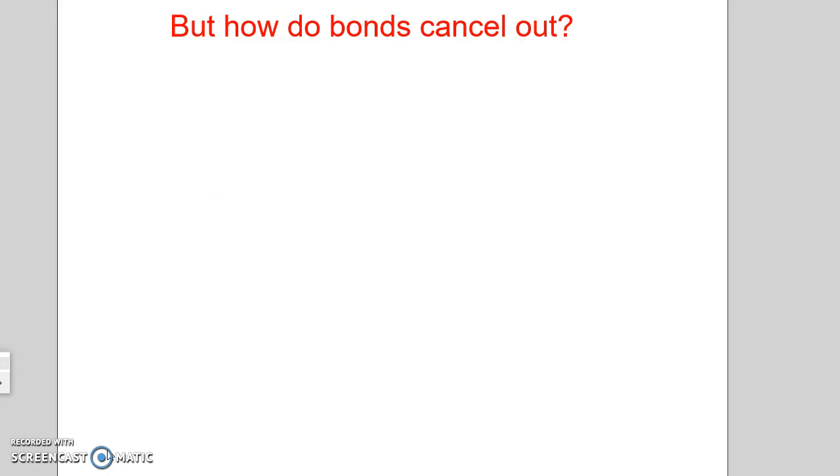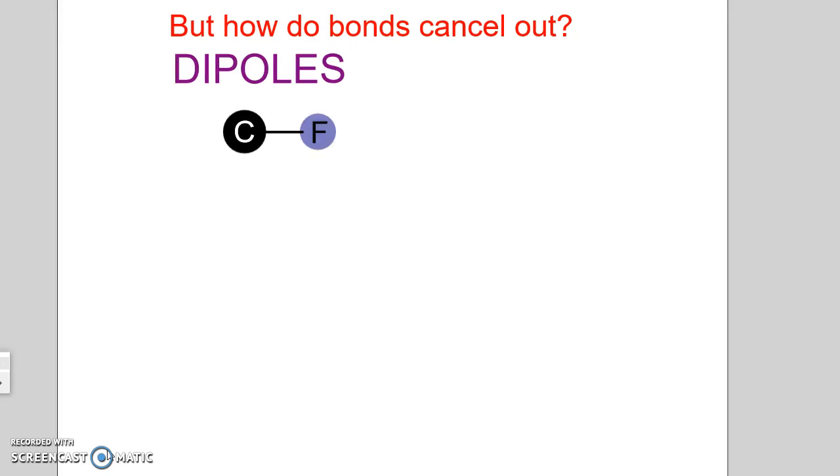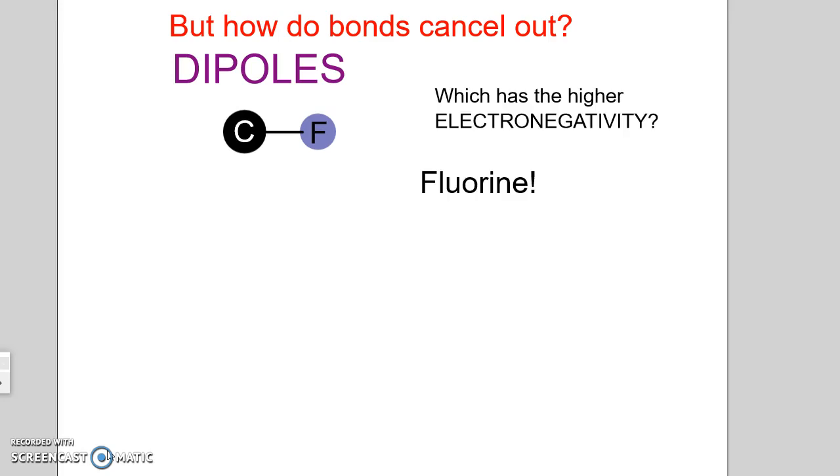So how do bonds cancel out? What do we mean by canceling out? Well, it has to do with this special thing called a dipole. A dipole exists anytime you have a polar bond. So here's an example of a polar bond, carbon with fluorine, which has a higher electronegativity. Well, of course, fluorine does. Fluorine has the highest electronegativity of all the nonmetals, or of all the elements, rather.